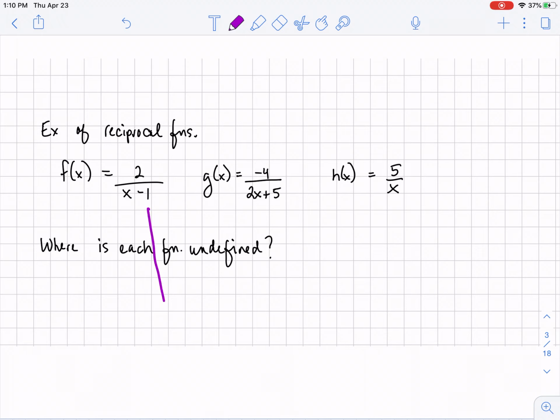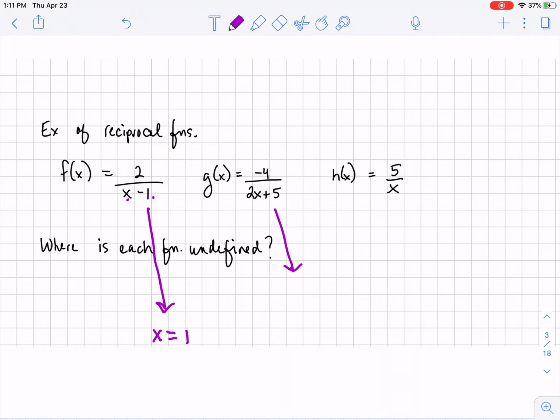So if I looked at this function right here, what would make my denominator have a 0? It would be if x was equal to 1. So it's undefined at x equals 1, because then I would have 1 minus 1 in the denominator. I have a 0 in the denominator. So what about this one? This one's a little trickier.